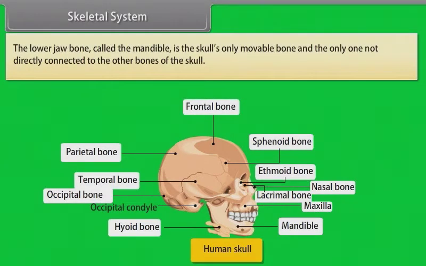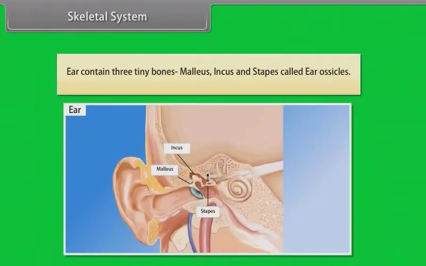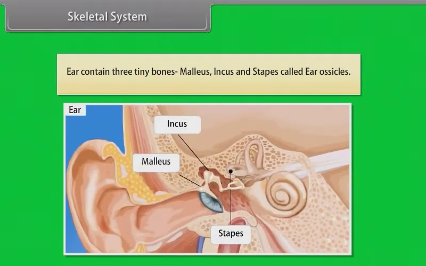The lower jawbone, called the mandible, is the skull's only movable bone, and the only one not directly connected to the other bones of the skull. The ear contains 3 tiny bones, malleus, incus, and stapes, called ear ossicles.